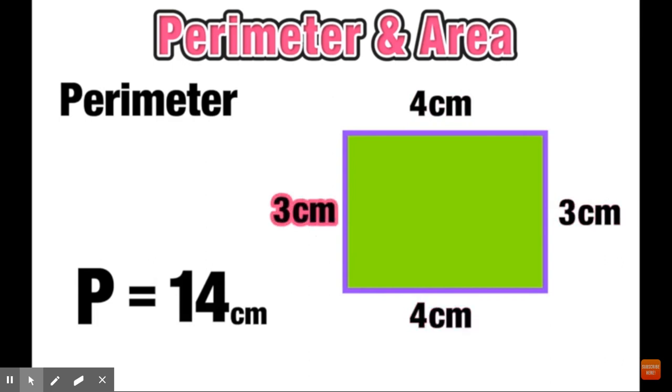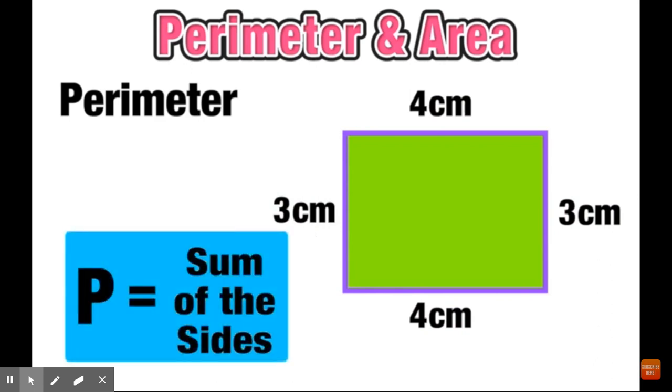And the cool thing is that this works for any rectangle. So we're going to say that perimeter for any rectangular figure is equal to the sum of all the sides. All that means is that you take all the sides and you add them up.